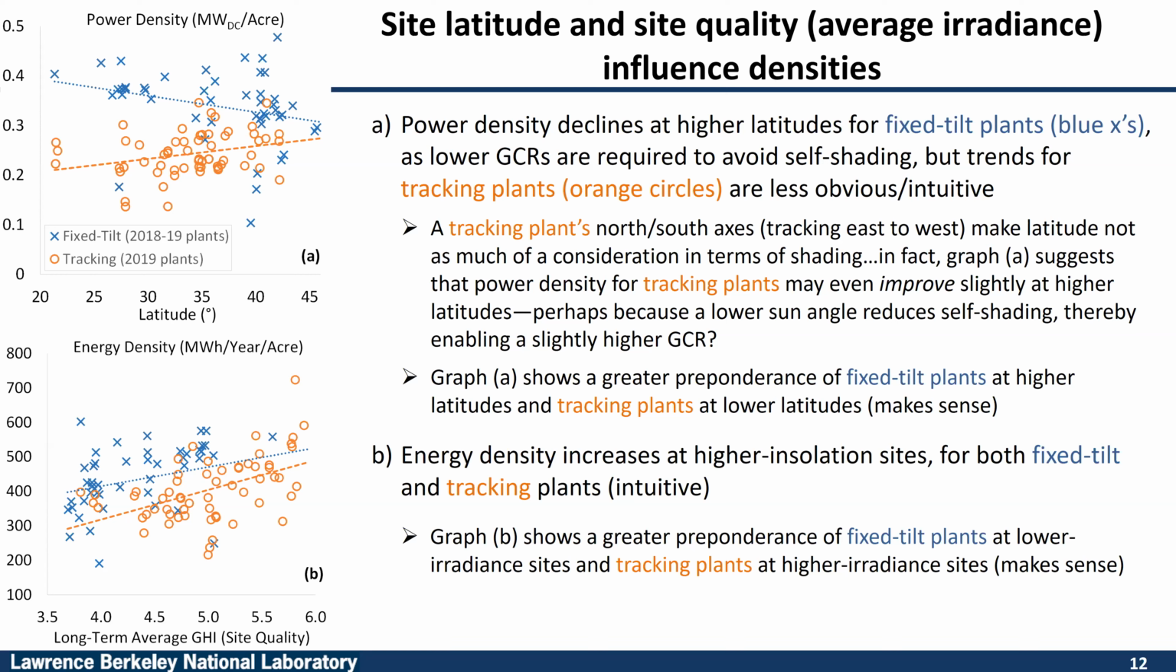In the bottom graph, we see that energy density increases at sunnier sites for both fixed tilt and tracking plants. And this, of course, makes intuitive sense as well. So really the point of these graphs is to look at some of the variation around the medians that we'd shown in the prior two graphs.